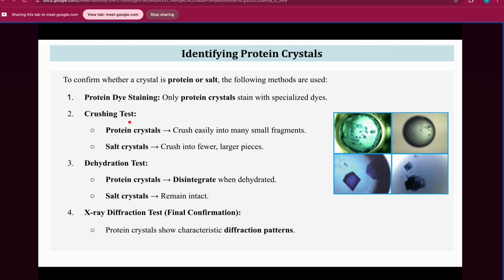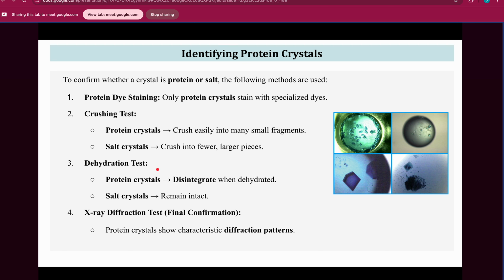The next method is the crushing test. Protein crystals crush easily into smaller fragments, whereas salt crystals crush into fewer and larger pieces. So this is also one of the tests which you can perform to distinguish whether the crystal is a protein crystal or a salt crystal.